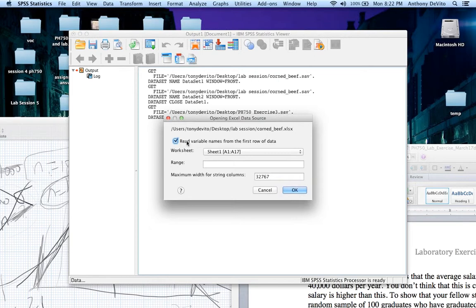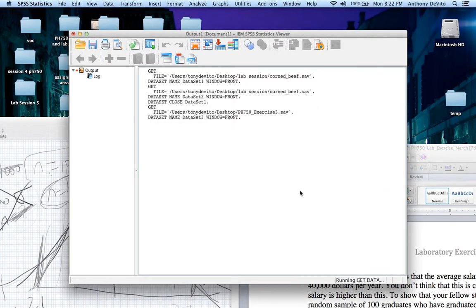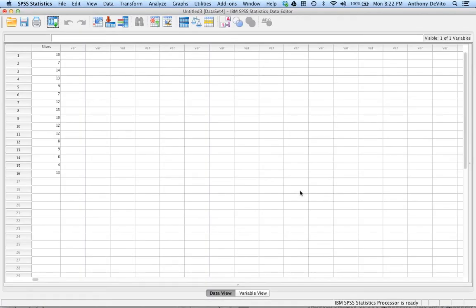If I don't have a variable name at the head of that column, I have to unclick this, because otherwise it will ignore that top line or try to use it as a variable name instead of including it in the data, and I'll lose one of my people in my data set. In this case, I'm going to leave it clicked. You guys got why I'm leaving it clicked? Okay, I'm going to click OK. It's going ahead and importing this data file.